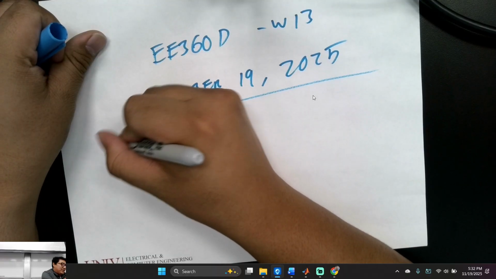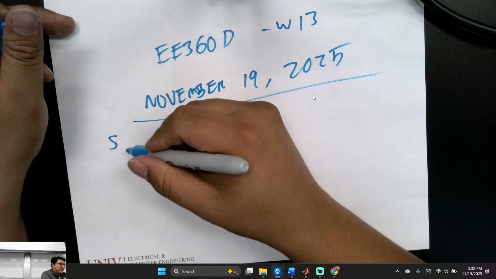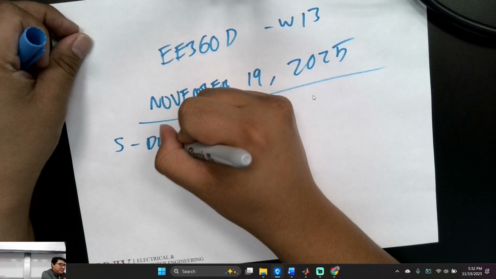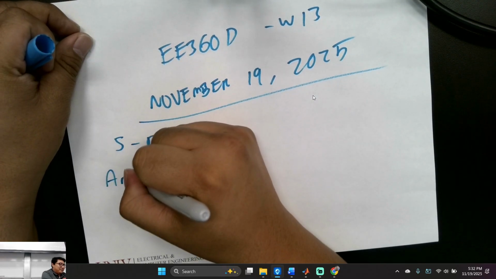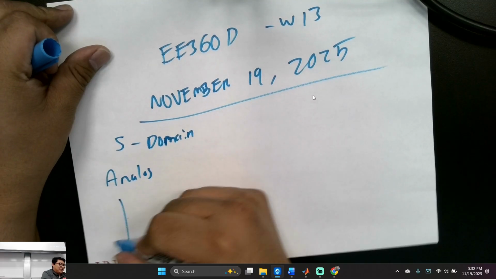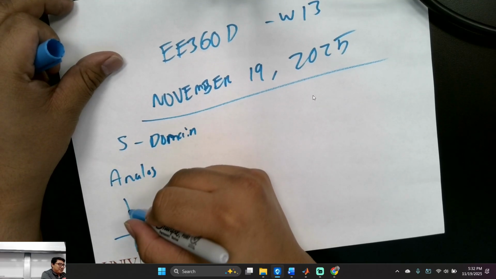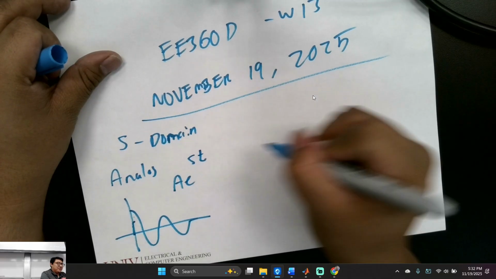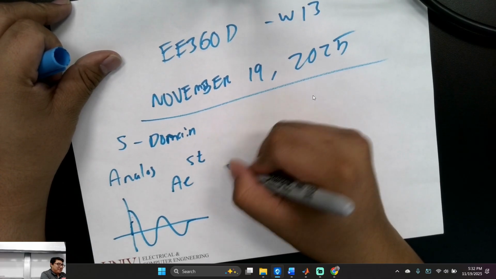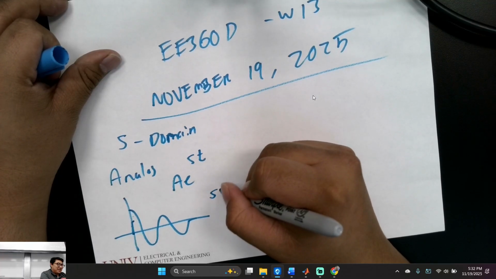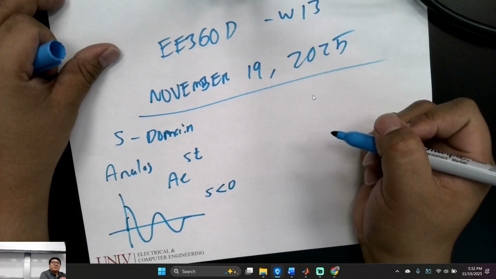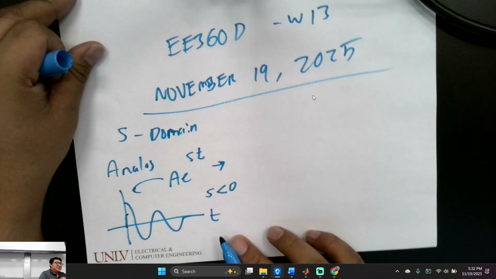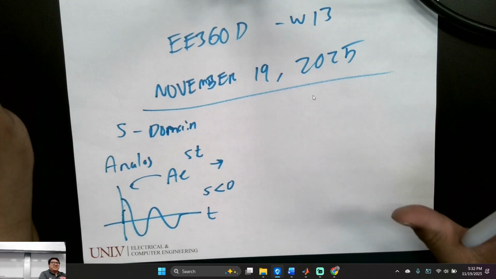So you guys have been dealing with signals in the S domain, right? Where we're in analog. So all our signals are going to be wiggly, something like A e^(st), correct? Where in this condition, s has got to be less than 0, so it's a negative number, right? And we go forward in time, t. Does that make sense for everyone? This is all basics, right?